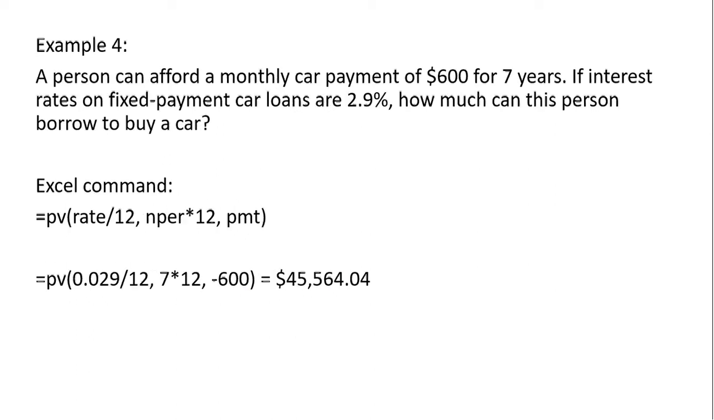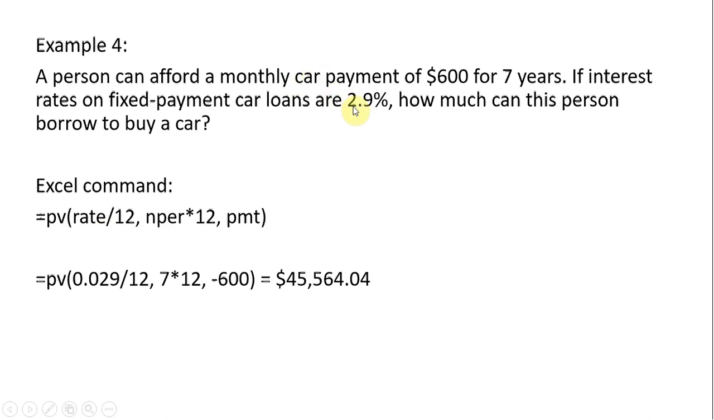All right, example 4. A person can afford a monthly payment of $600 for 7 years. Here's our first time we're dealing with a monthly type payment. If interest rates on fixed payment car loans are 2.9%, how much can this person borrow to buy a car? Here again, we're going to use the present value formula. The only thing we have to do is a little bit of conversion here.